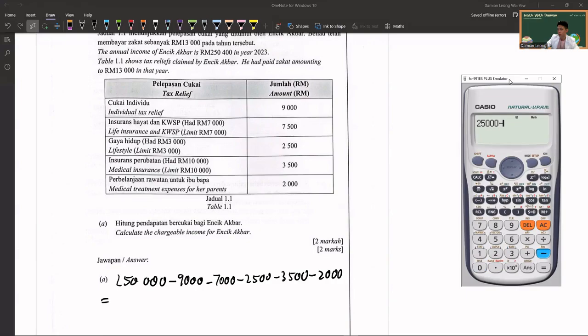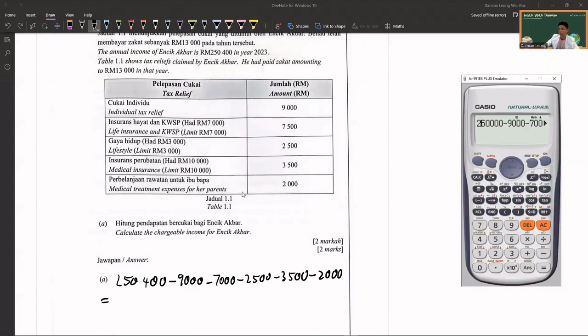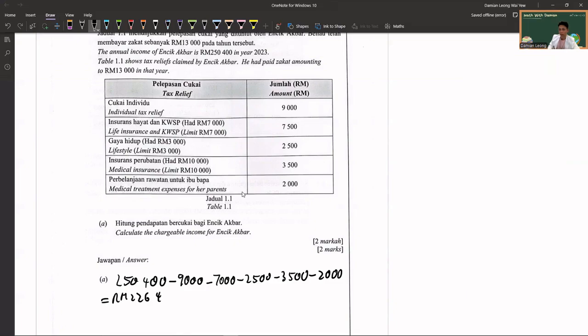250,000 minus 9,000 minus 7,000 minus 2,500 minus 3,500 minus 2,000. We get 226,000. Okay, wait, sorry, 250,400. My bad. So 226,400 ringgit. That is the chargeable income.